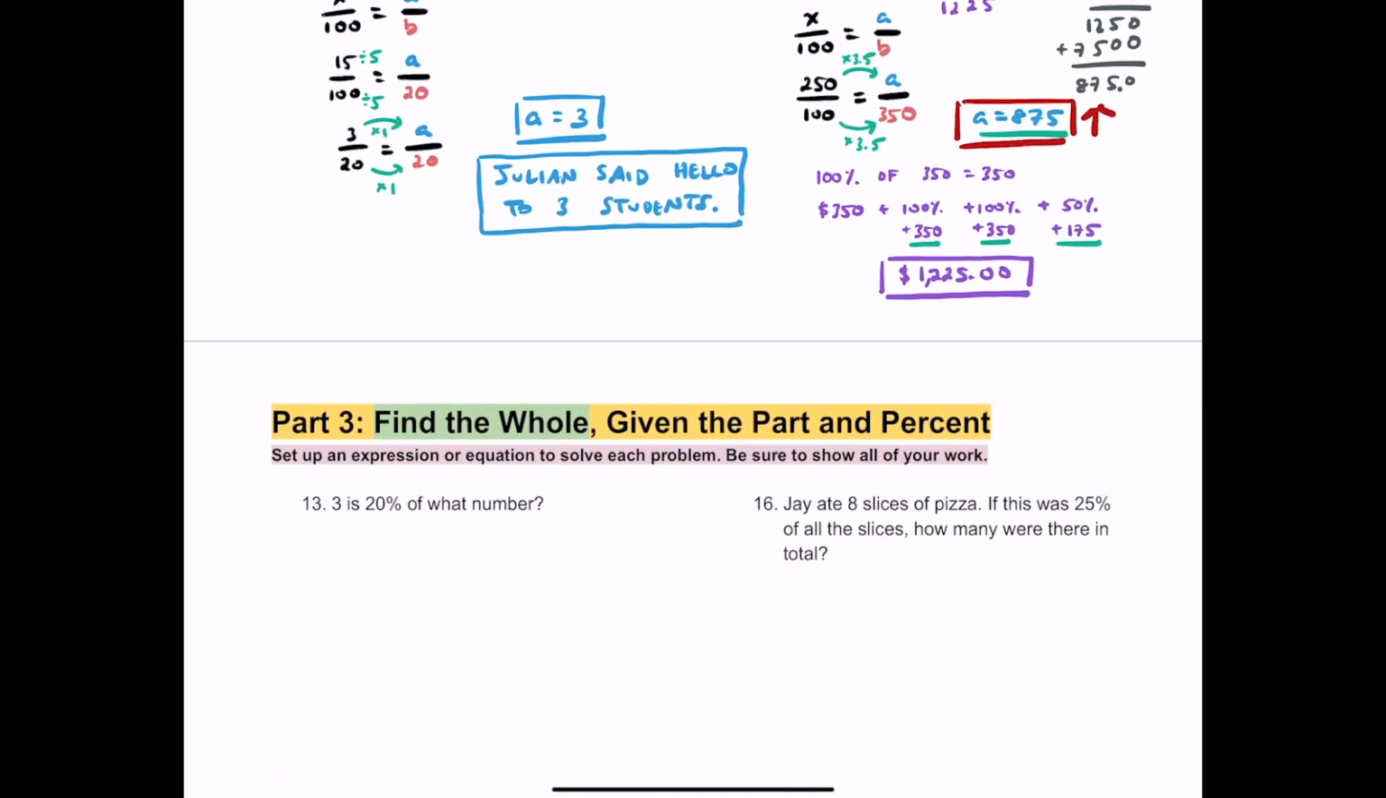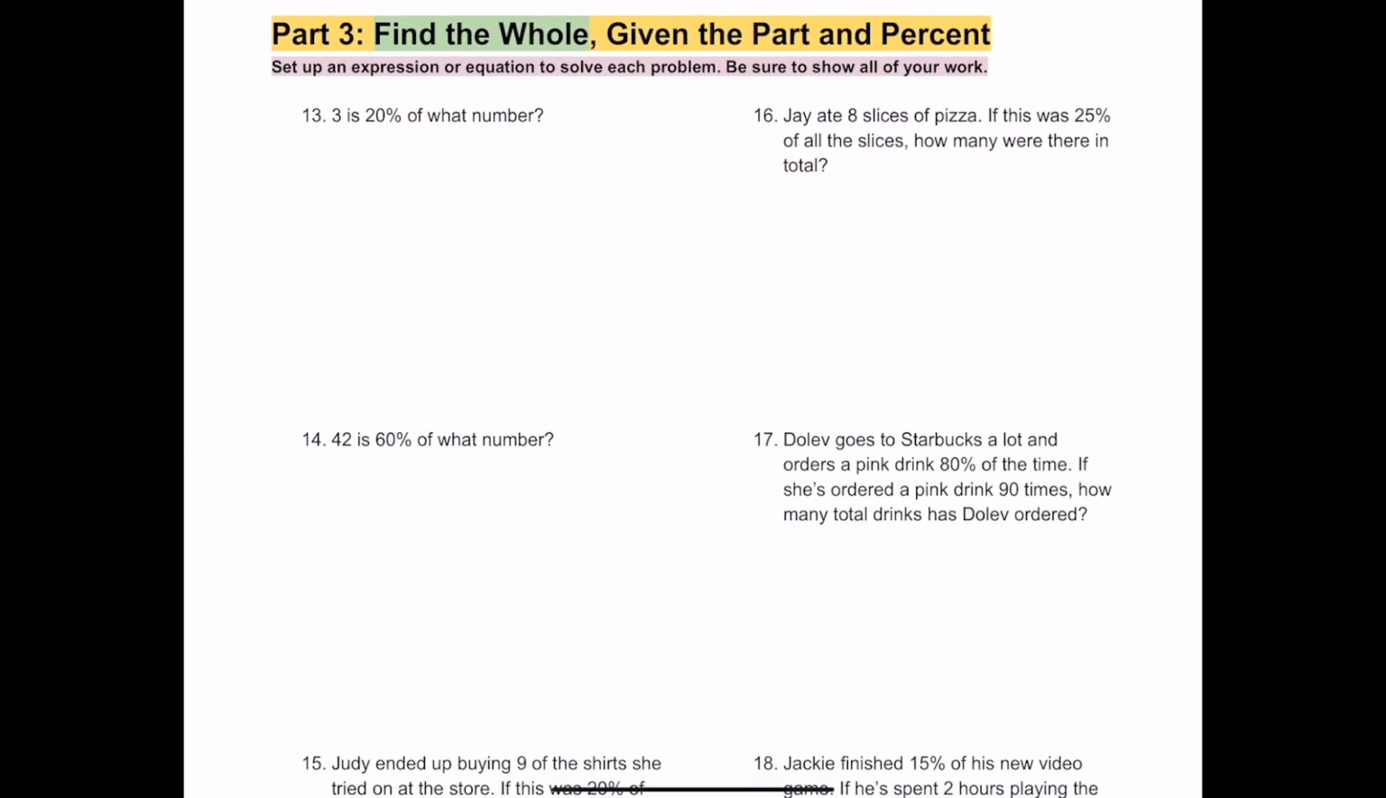Alrighty, let's go. It's time for part 3. We practiced finding the percent and we practiced finding the part. Now we're going to find the whole. That means we must be given the part and the percent in the problem somewhere, and you're going to have to find the whole, or the B value. Let's think about what colors we used and what the percent proportion is. The percent proportion is X over 100 is equal to A over B.